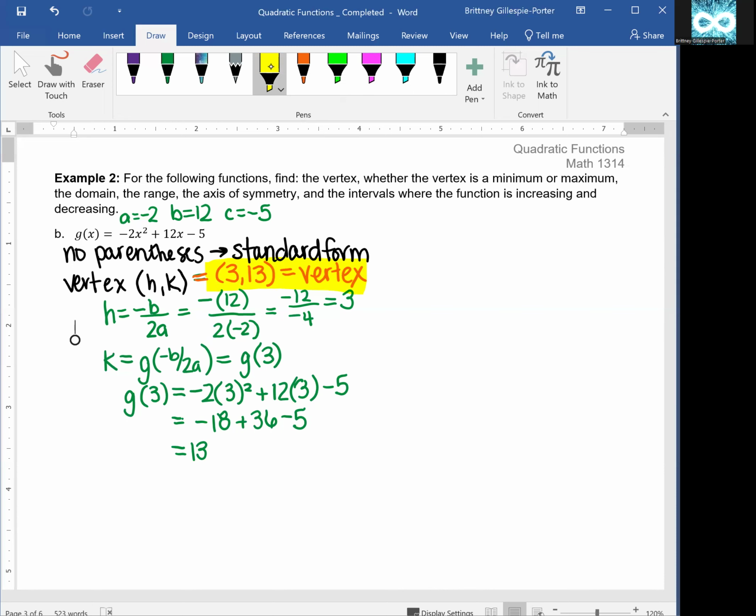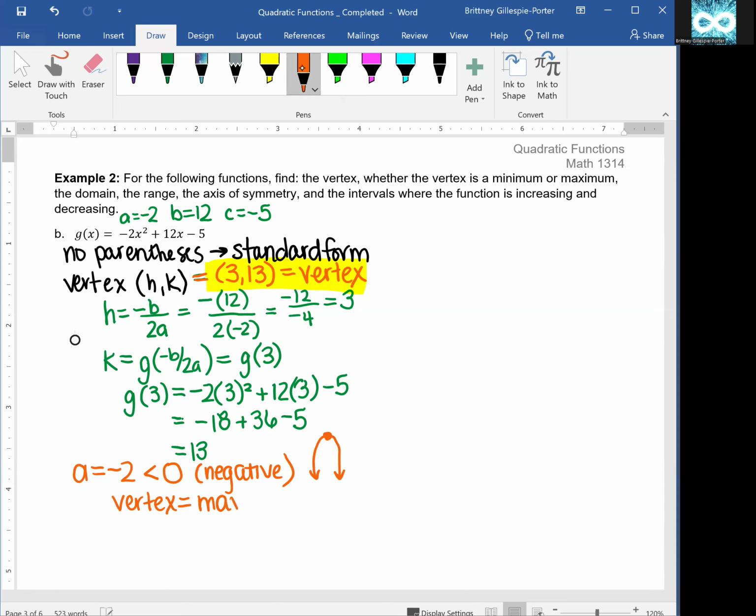We need to figure out whether the vertex is a min or a max. So we just found that a was negative 2. Negative 2 is less than 0. You said it's negative. And if we're negative, we're unhappy, we're frowning, which means our vertex is hanging out at the top, and our vertex is a maximum. And that's all because the leading coefficient was negative.